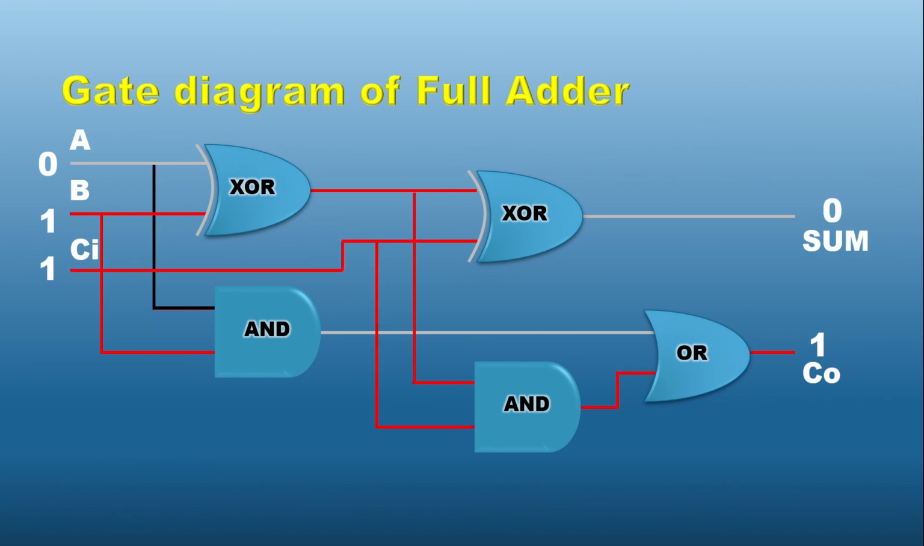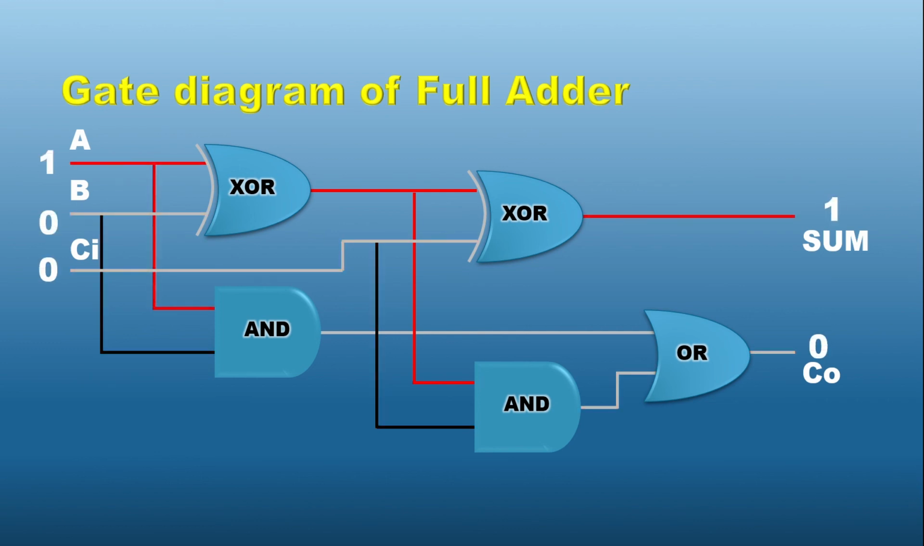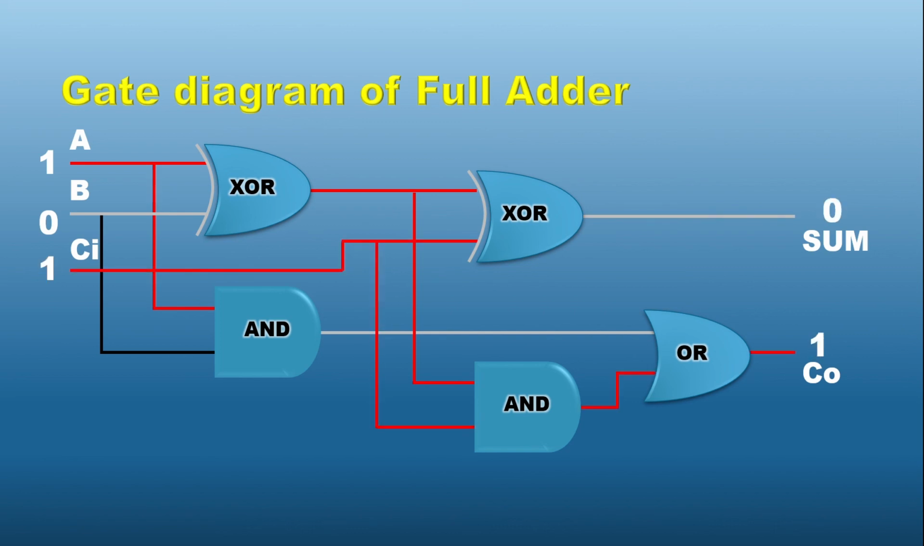When both B and Ci become 1 and A becomes 0, then the second XOR gate stops the current, hence generating the output 0 at sum, while the second AND gate allows the current as both the inputs are high, which further passes through the OR gate, hence generating the output 1 at carry. When A becomes 1 and both B and Ci become 0, then both XOR gates allow the current, hence generating the output 1 at sum, while both AND gates stop the current, hence generating the output 0 at carry. When both A and Ci become 1 and B becomes 0, then the second XOR gate stops the current as both the inputs are the same, hence generating the output 0 at sum, while the second AND gate allows the current, which further passes through the OR gate, hence generating the output 1 at carry.